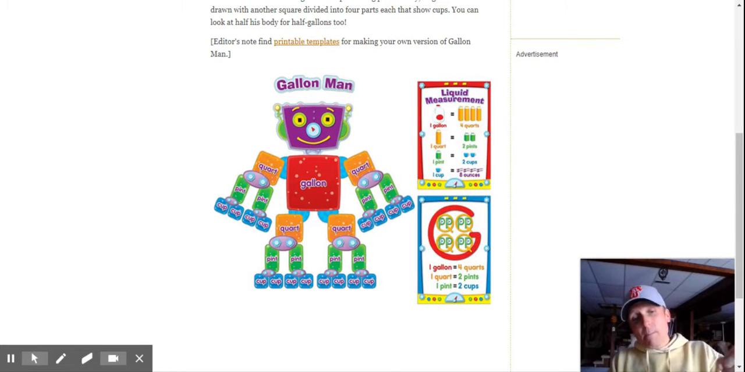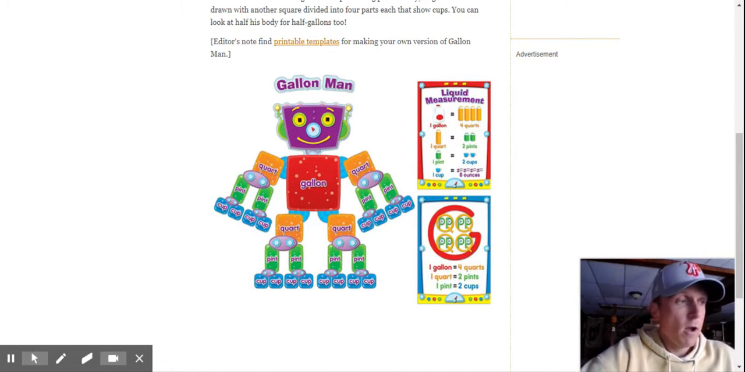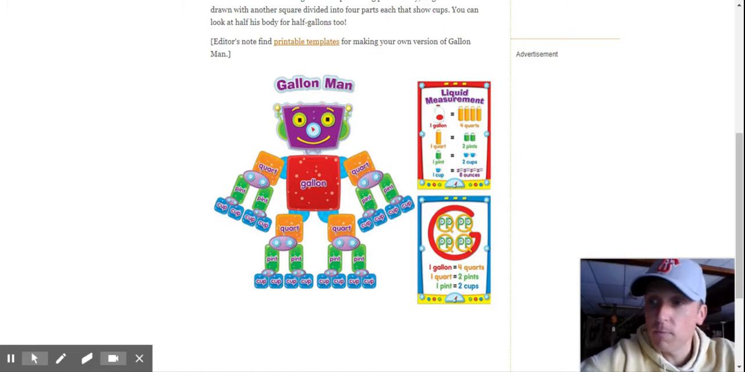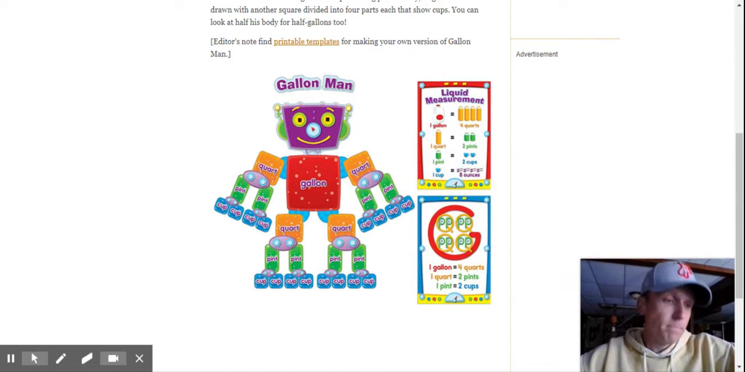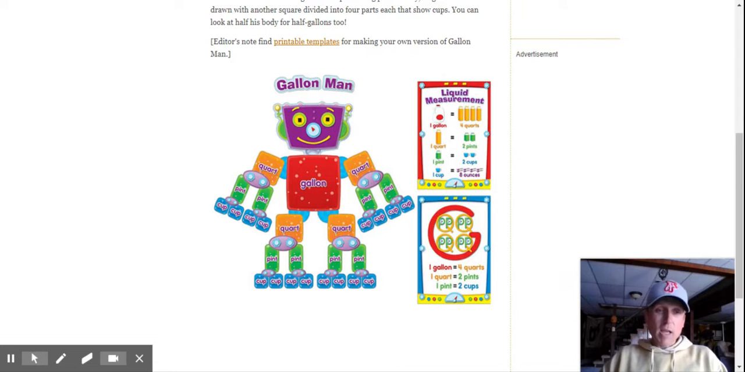So if we know there's 8 pints in 1 gallon, what can we do to figure out how many are in 5 gallons? Of course, if we know there's 8 in 1 and we need to do it with 5, we can do what we've been doing. Like what we've learned, we know we can multiply. All right. So I know all of you can multiply with 5s. So you're going to do 8 times 5.